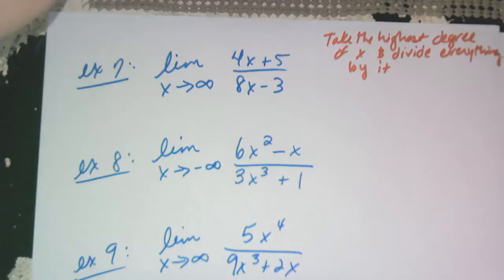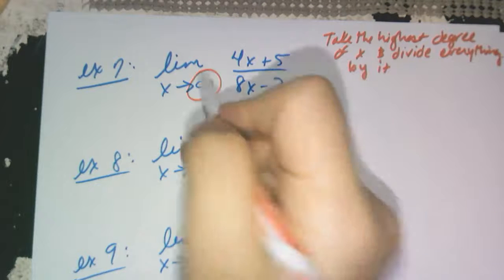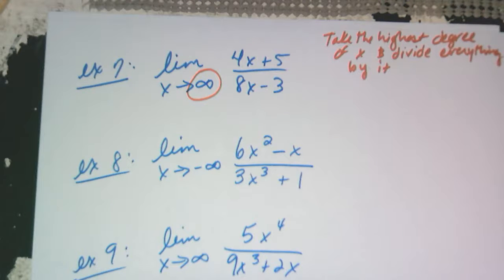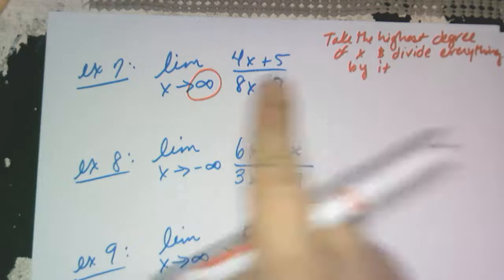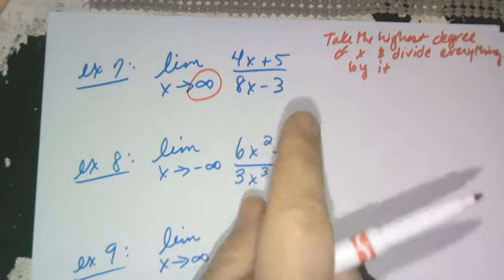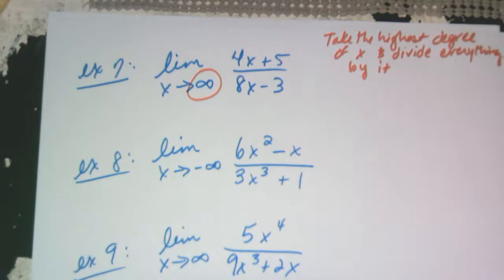There we go. Take the highest degree of x and divide everything. Now, again, you only do this when you're going to infinity. Only. Don't do it any other time. If this says 4, you plug it in. If it says infinity, you're allowed to do what I'm about to do. And you only do it with fractions, by the way. You don't do it with a polynomial. You use the other property with the polynomial.